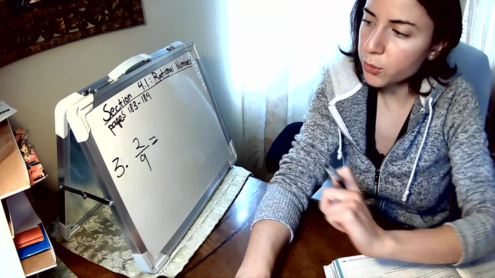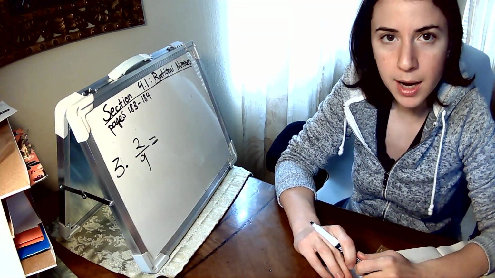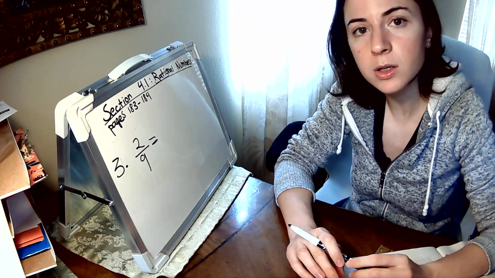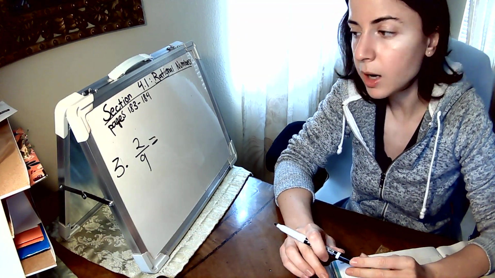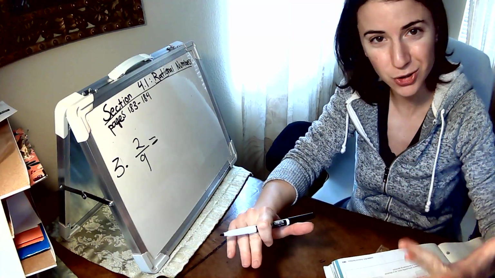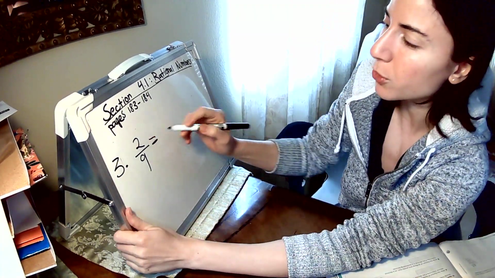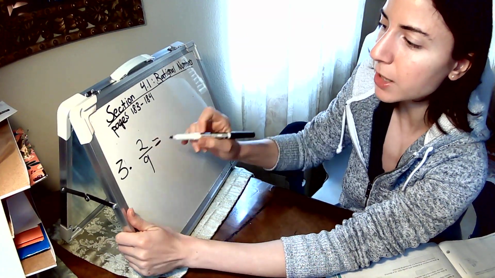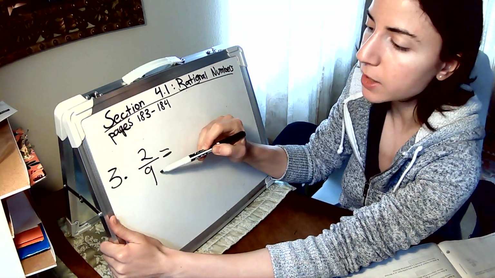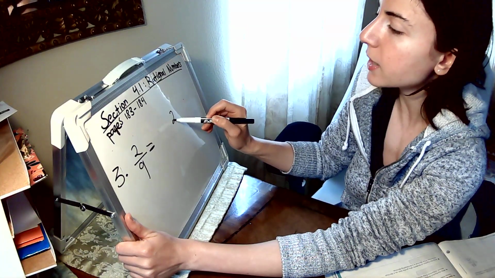So let's look at number 3, which is 2/9. Now this is going to give us another kind of rational number. But first we're going to turn it into a decimal to see what number this is, okay? So remember, numerator divided by denominator. Numerator is the top, denominator is the bottom. So I'm going to divide them.